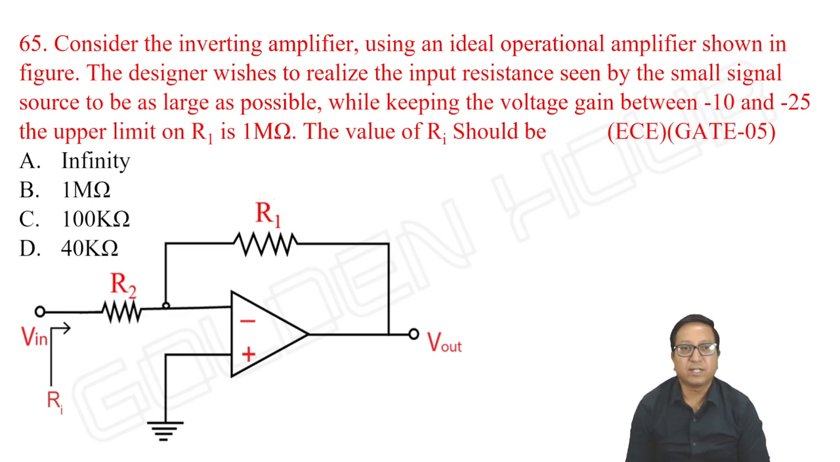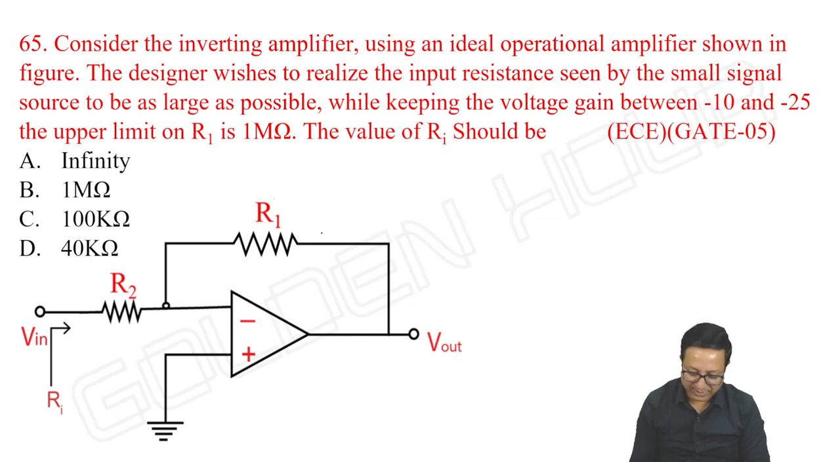Consider the inverting amplifier using an ideal operational amplifier shown in figure. The designer wishes to realize the input resistance seen by the small signal source to be as large as possible, while keeping the voltage gain between minus 10 and minus 25. The upper limit of R1 is 1 mega ohm. The value of Ri should be.